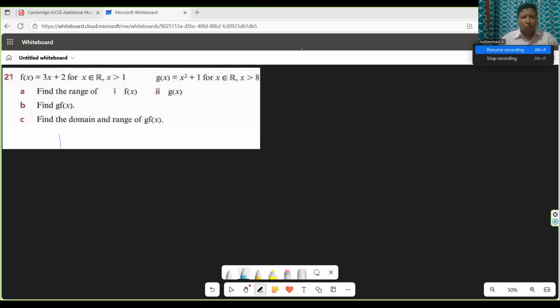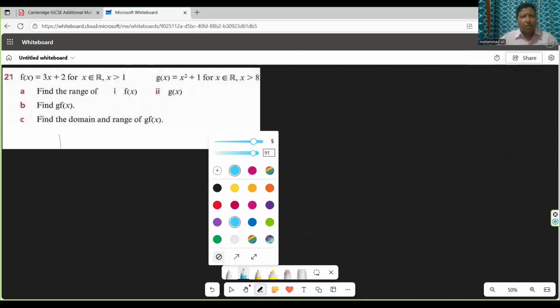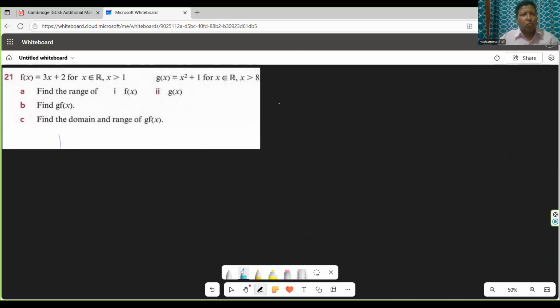Question number 21. f(x) equals 3x plus 2 for x belongs to real numbers, x greater than 1. g(x) equals x squared plus 1 for x belongs to real numbers, x greater than 8. Part A: find the range of f(x). If we want to find the range of f(x), we have to sketch this line.